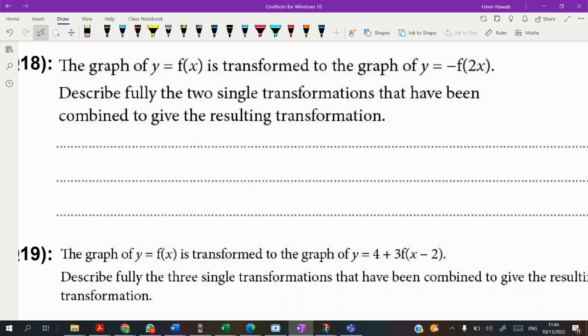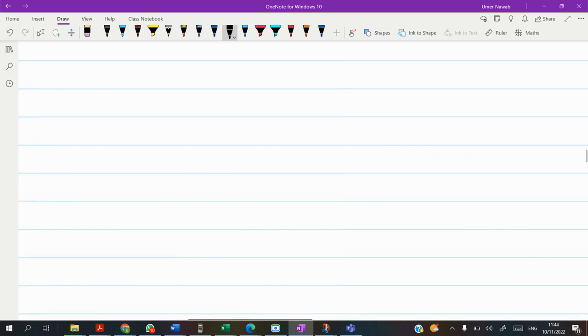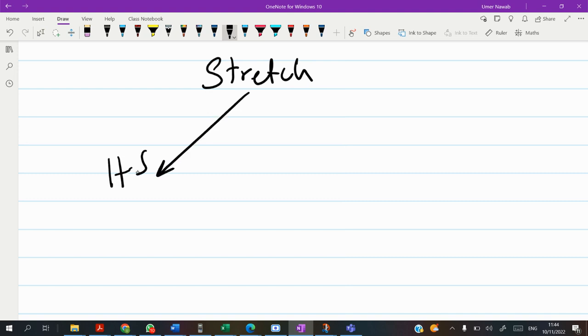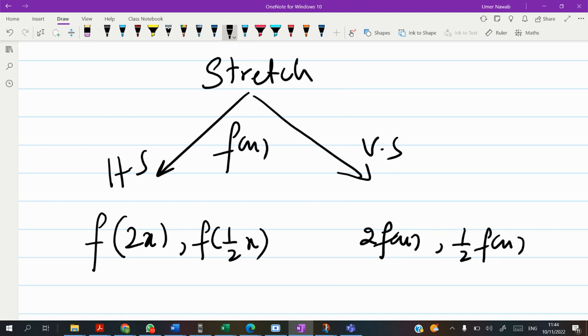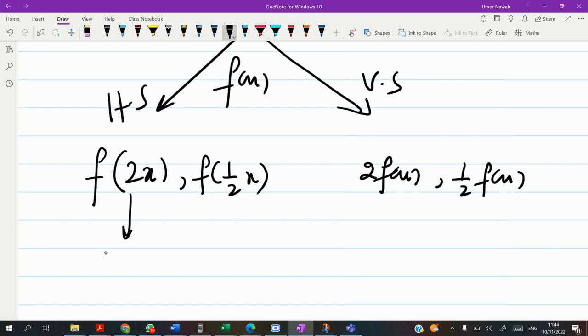Next is the graph y is equal to f of x transformed to y is equal to -2 f of 2x. So now the time has come to talk about stretch. There are two types of stretch: horizontal stretch and vertical stretch. Horizontal stretch and vertical stretch both depend on the scale factor. If you have the original function f of x, horizontal is related with the input. If I write f of 2x, or if I write f of half x, keep it in your mind. And here the vertical stretch is 2f of x, or half of f of x. Guys, here the scale factor will be opposite.